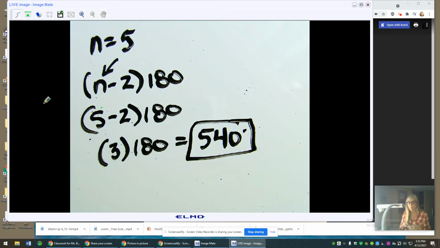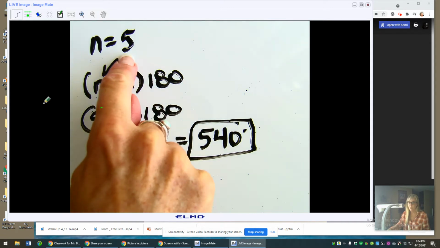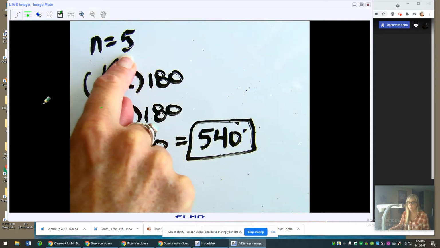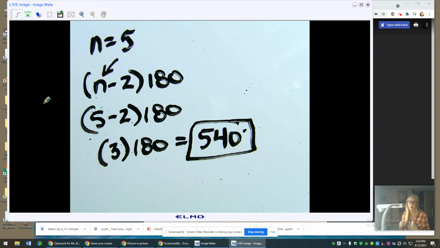So the sum of the interior angles for all pentagons, if I add up all those inside angles, is 540 degrees, whether it's regular or not. It's kind of funny that they put regular. For this section, it doesn't matter. For the next section, it does matter. I'm going to let you try 2 and 3.